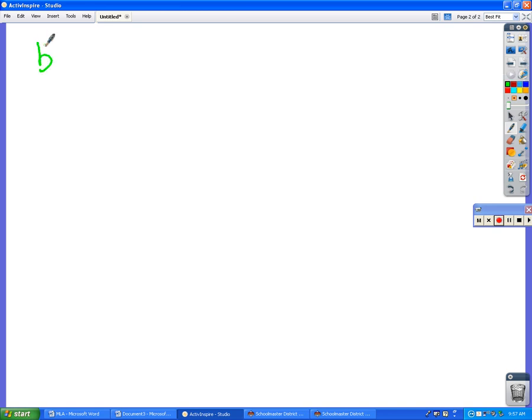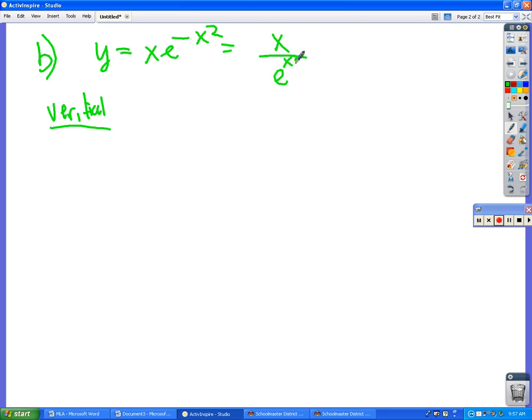Oh, yeah. Okay, determine any vertical asymptotes and horizontal asymptotes for the curve. How do you do that? Vertical asymptotes: the bottom equals 0. Since this is e to the negative x squared, we need to rewrite it as x over e to the x squared. But when does that equal 0 on the bottom? Never.